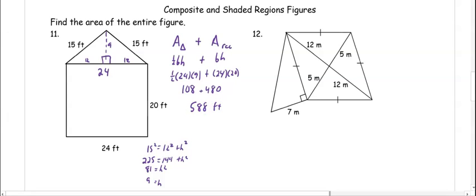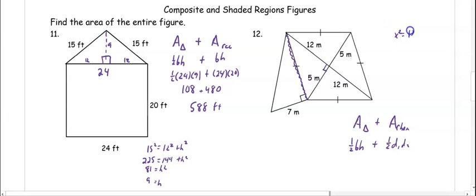In number 12, the two shapes that we have are a triangle and a rhombus. So we want the area of the triangle plus the area of the rhombus. So the area of a triangle is 1/2 base times height. The area of a rhombus is 1/2 diagonal 1 times diagonal 2. Now, in the triangle, we need this missing side, so we can use Pythagorean theorem with the 12 and the 5 to find that length.